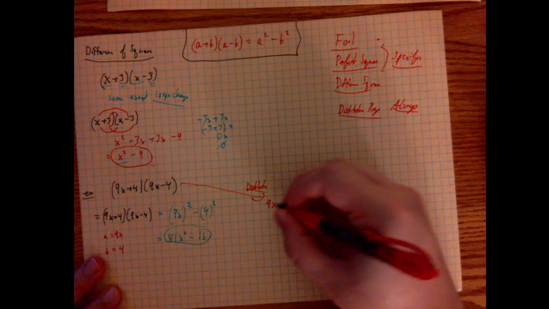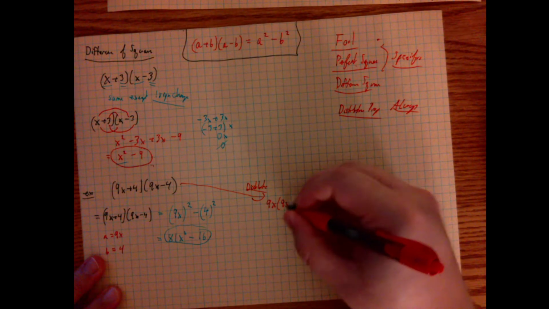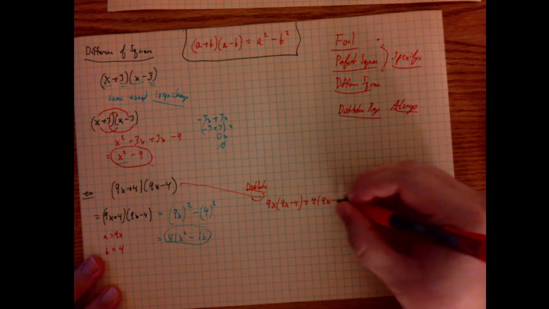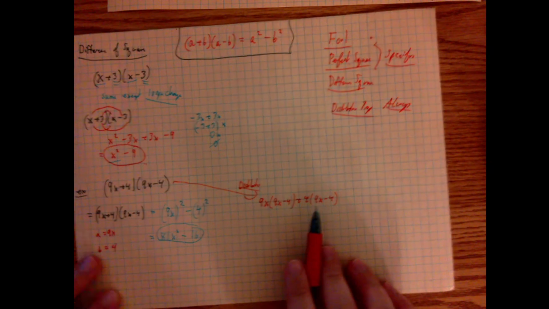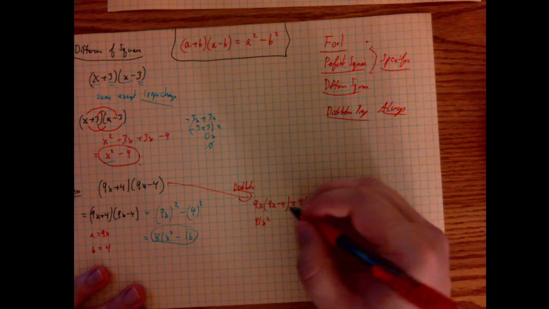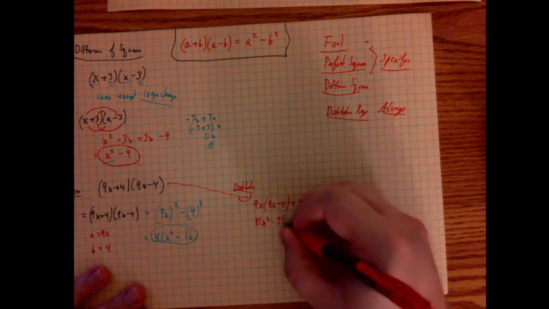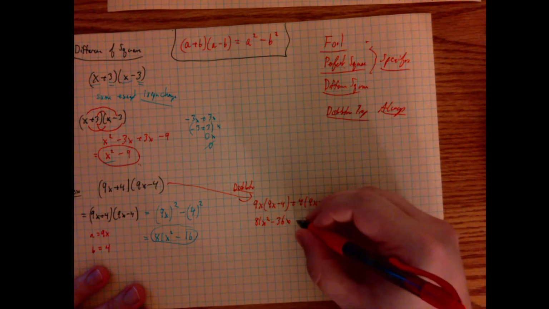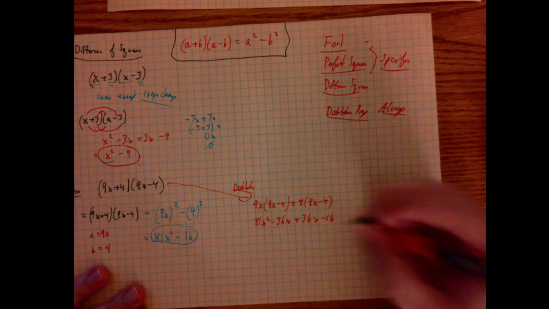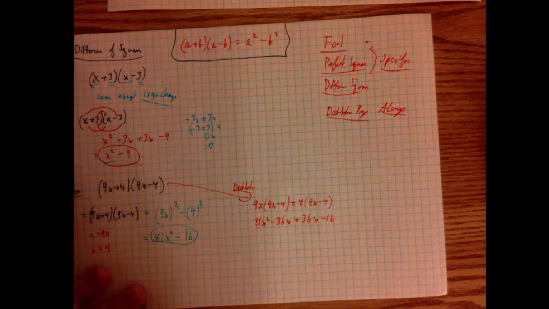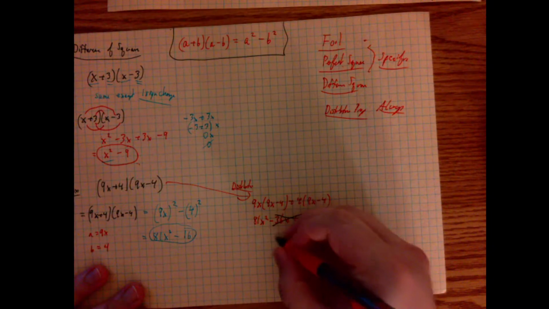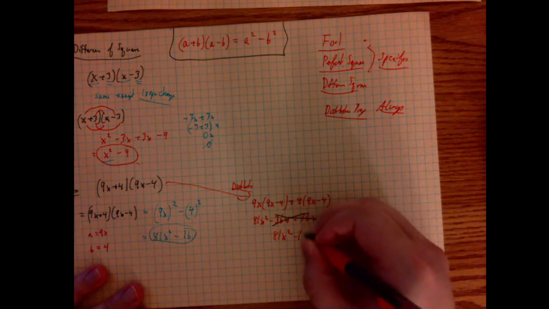I would do 9x times 9x minus 4, and then I would do 4 times 9x minus 4. I could then distribute. 9x times 9x would become 81x squared. 9x times negative 4 would become negative 36x. 4 times 9x would become positive 36x. 4 times negative 4 would become negative 16. And then I combine like terms. You can see how in the middle these two are going to cancel. And we end up with 81x squared minus 16.